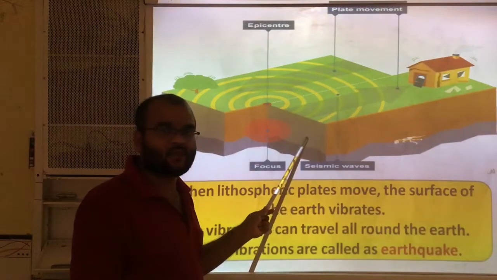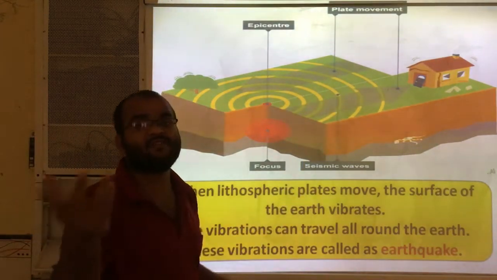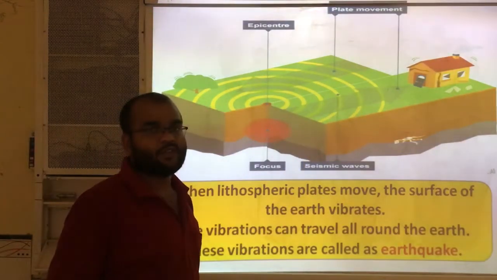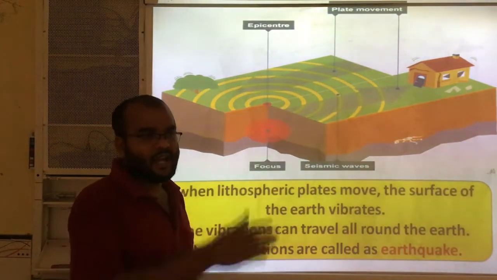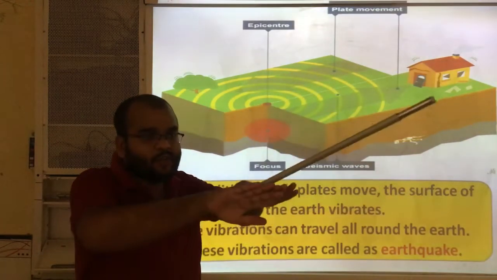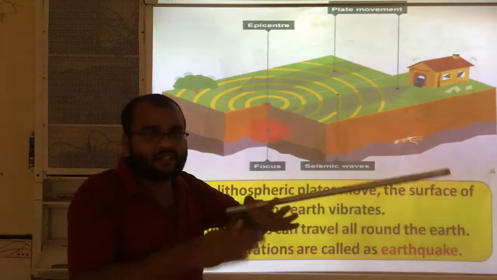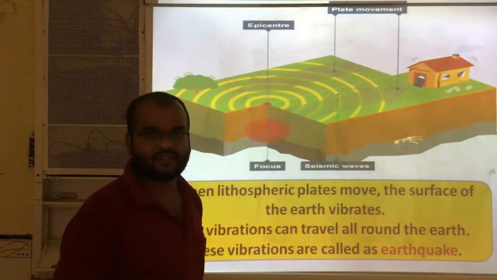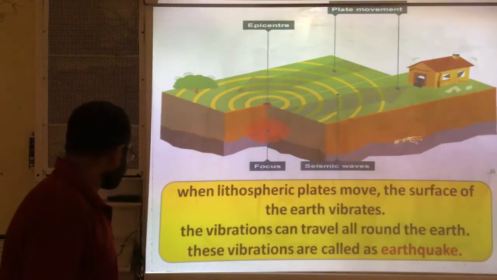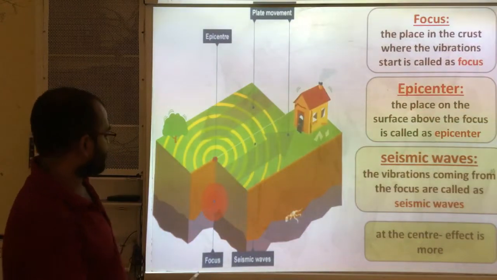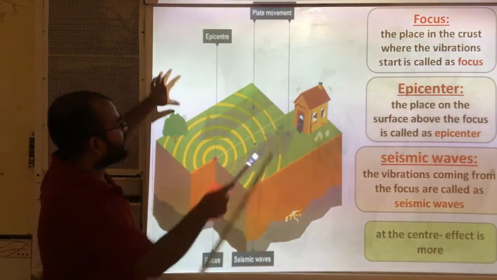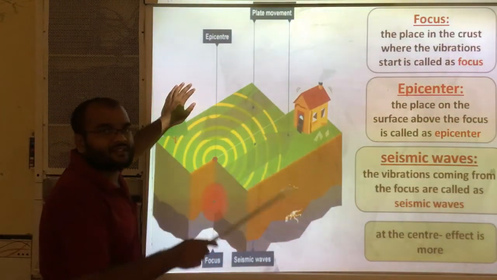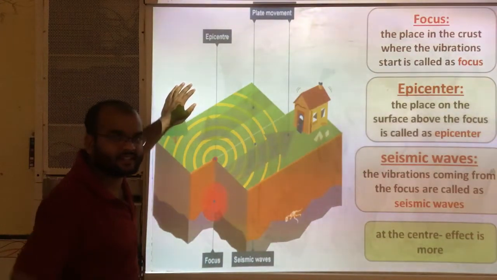Because of this earthquake, so much damage will occur. And the land also breaks. The earth crust breaks into parts. So see here, mainly in this figure, some important terminology is there.